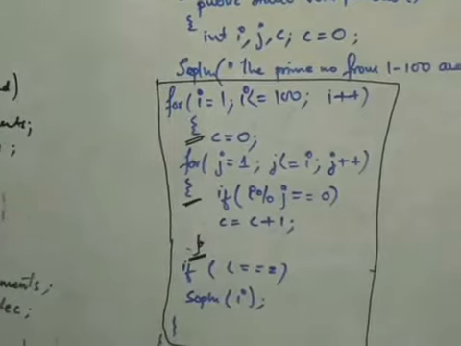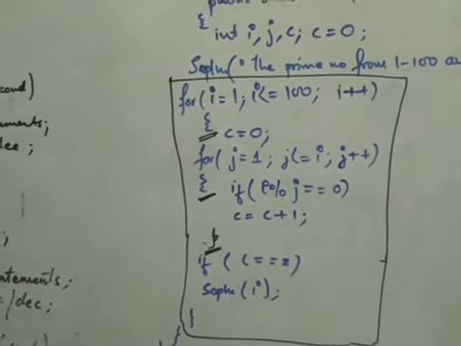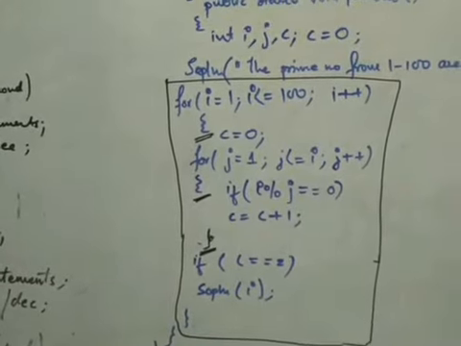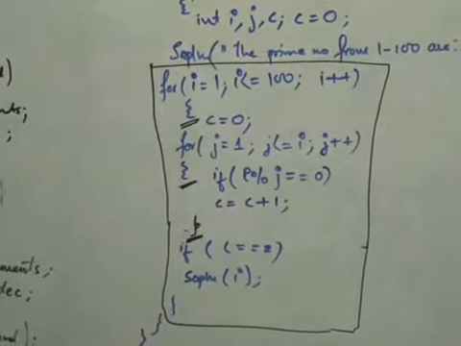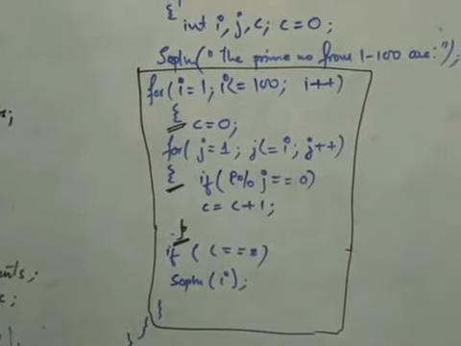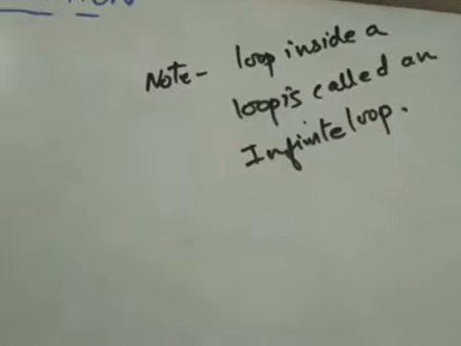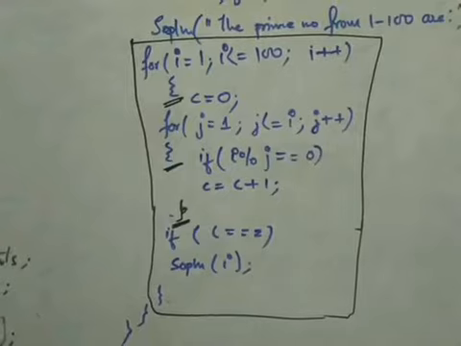Clear? When we have a loop inside a loop, it is defined as an infinite loop. This is an example of an infinite loop. Okay, understood? You can also note it down if you want. A loop inside a loop is called an infinite loop. Example of an infinite loop. Okay, understood?